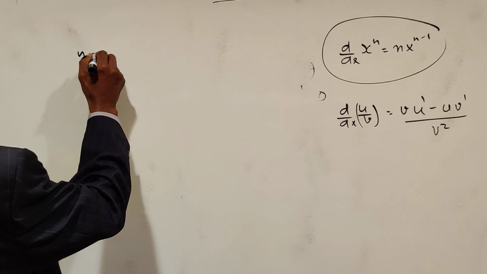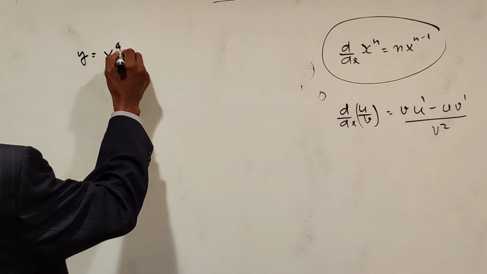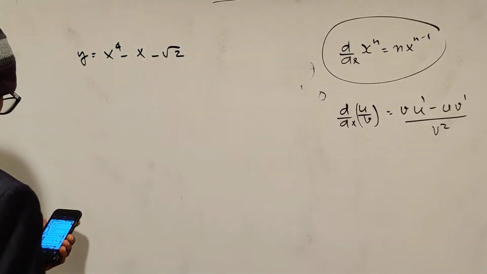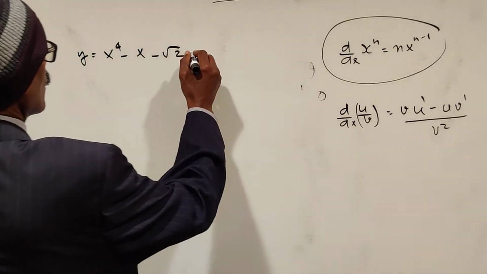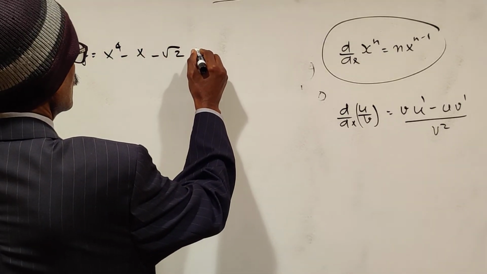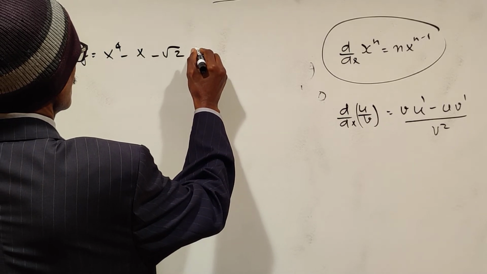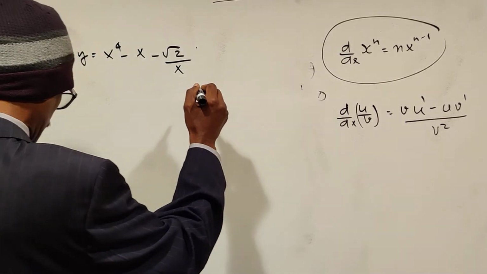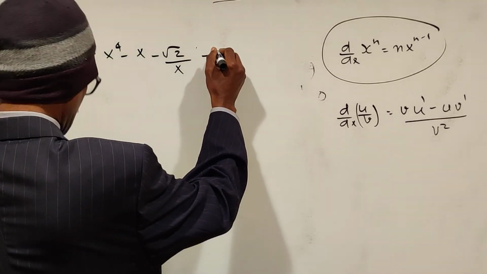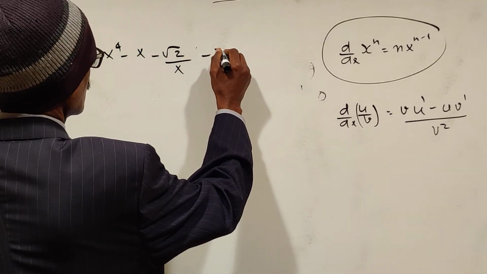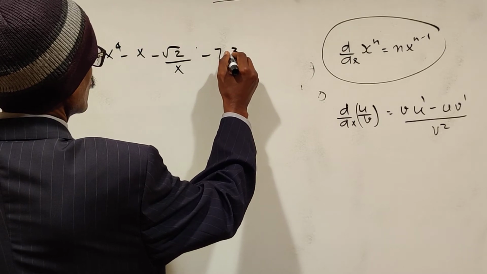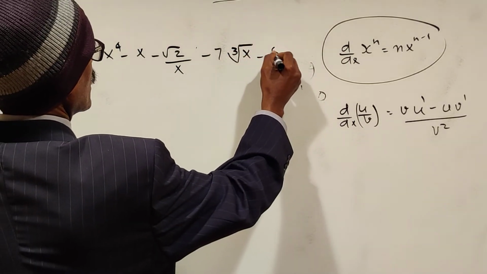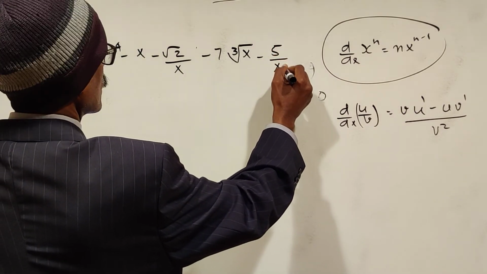y equals x to the power 4 minus x minus root 2 by x minus 7 into cube root x minus 5 by x cube.